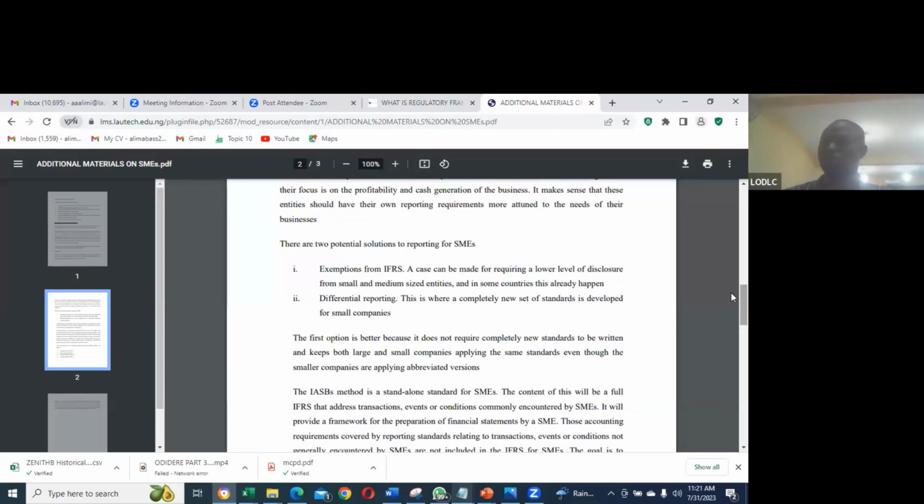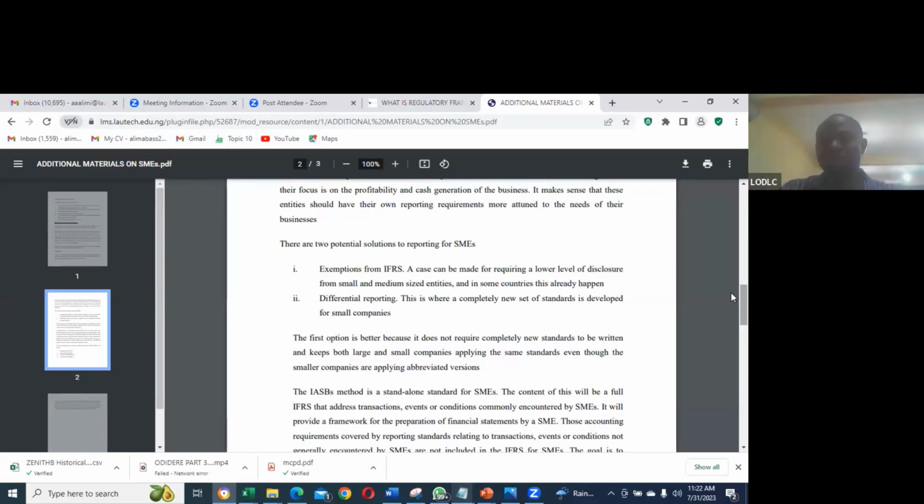Then differential reporting. There should be a way to report for SMEs and a way to report for other corporate organizations or not-for-profit organizations. They must not have the same reporting process. This is where a completely new set of standards is developed for small companies. So the first option is better because it does not require completely new standards to be written, and keeps both large and small companies applying the same standard, even though the smaller companies are applying abbreviated versions.